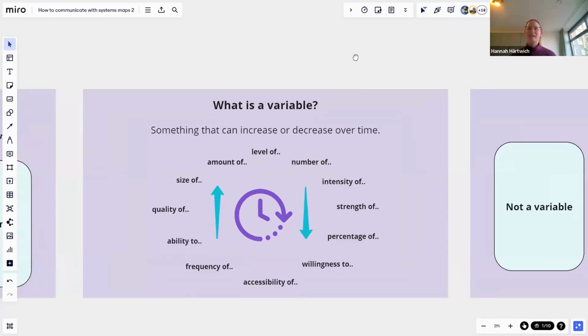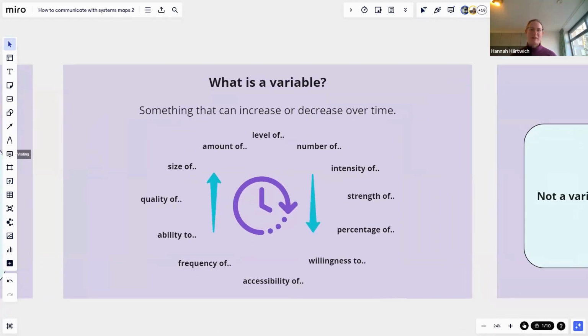Another important concept when we are talking about systems maps in general are variables. We will be talking a lot about variables and about how these variables are connected to each other, how they influence each other. Really simply said, variables are things that can increase or decrease over time. So you will often hear words used such as the level of something, the numbers of something, the intensity, the accessibility to, the quality of, all of these qualifying adjectives.